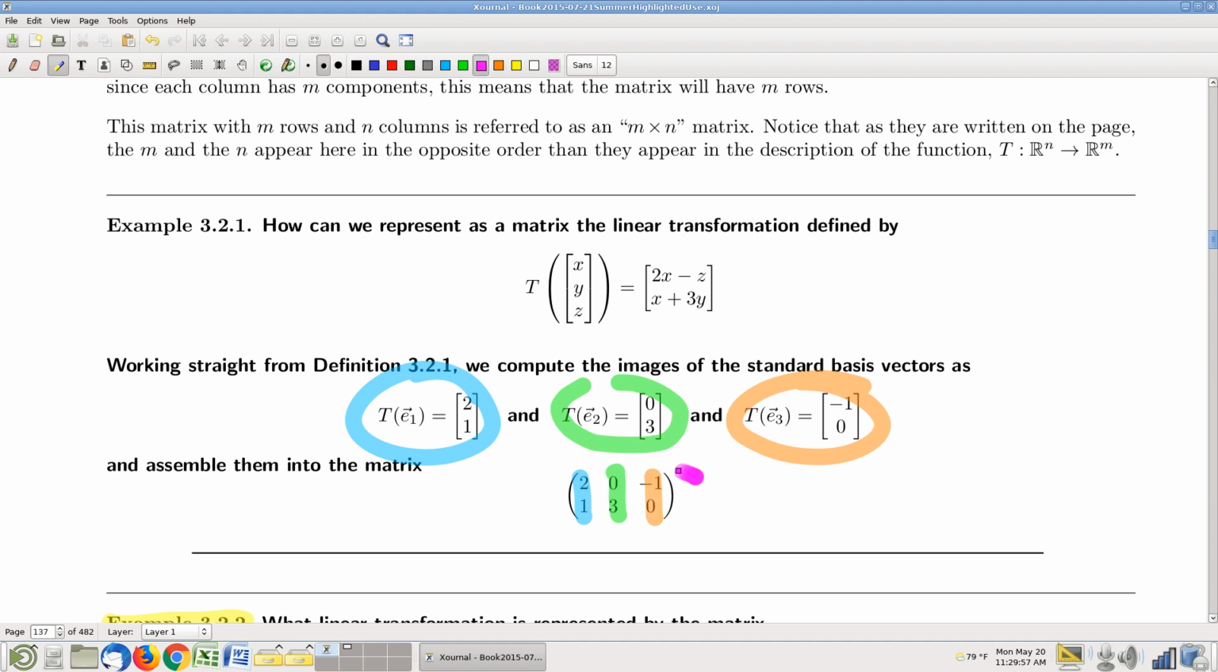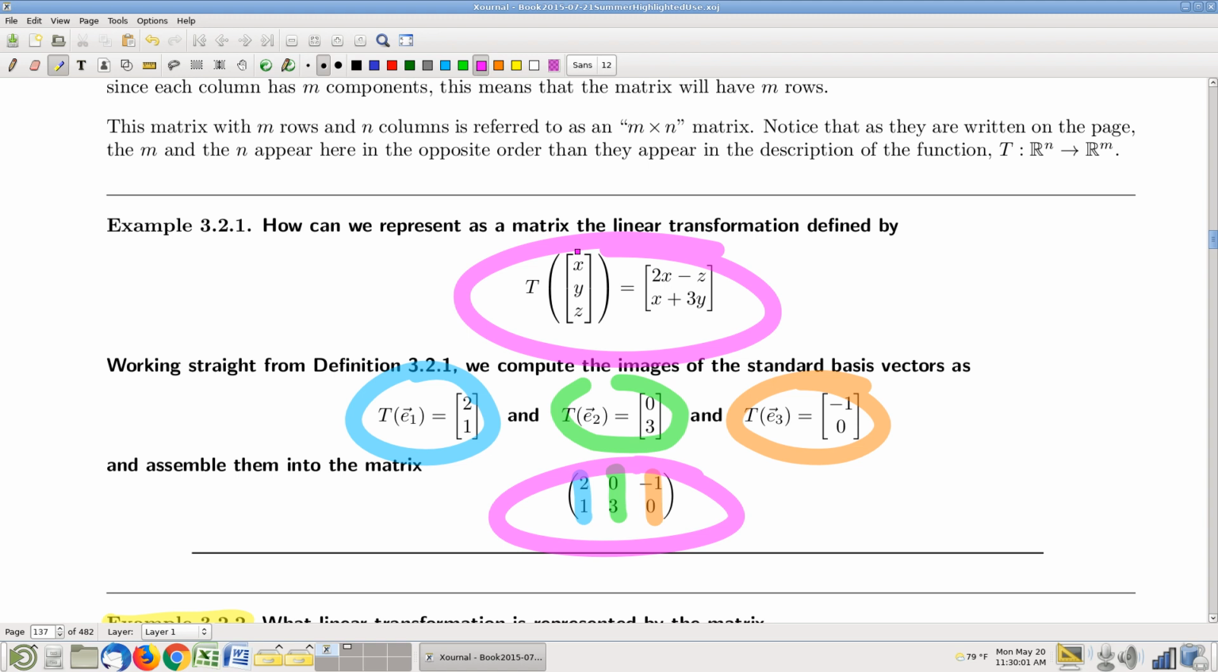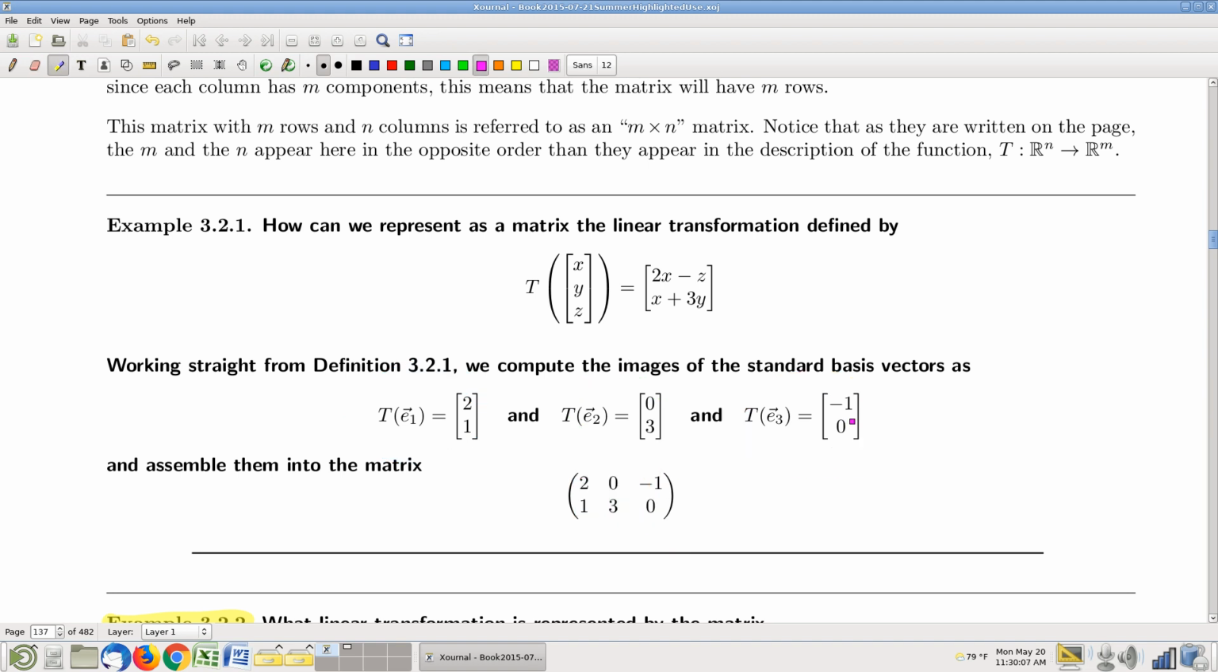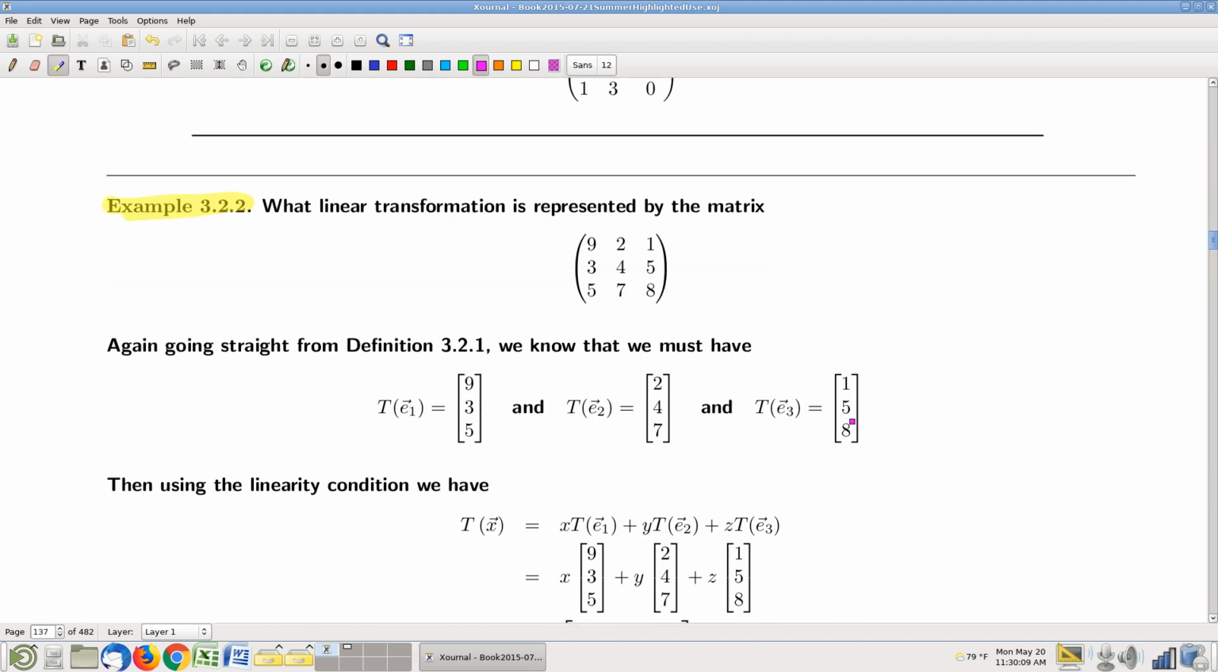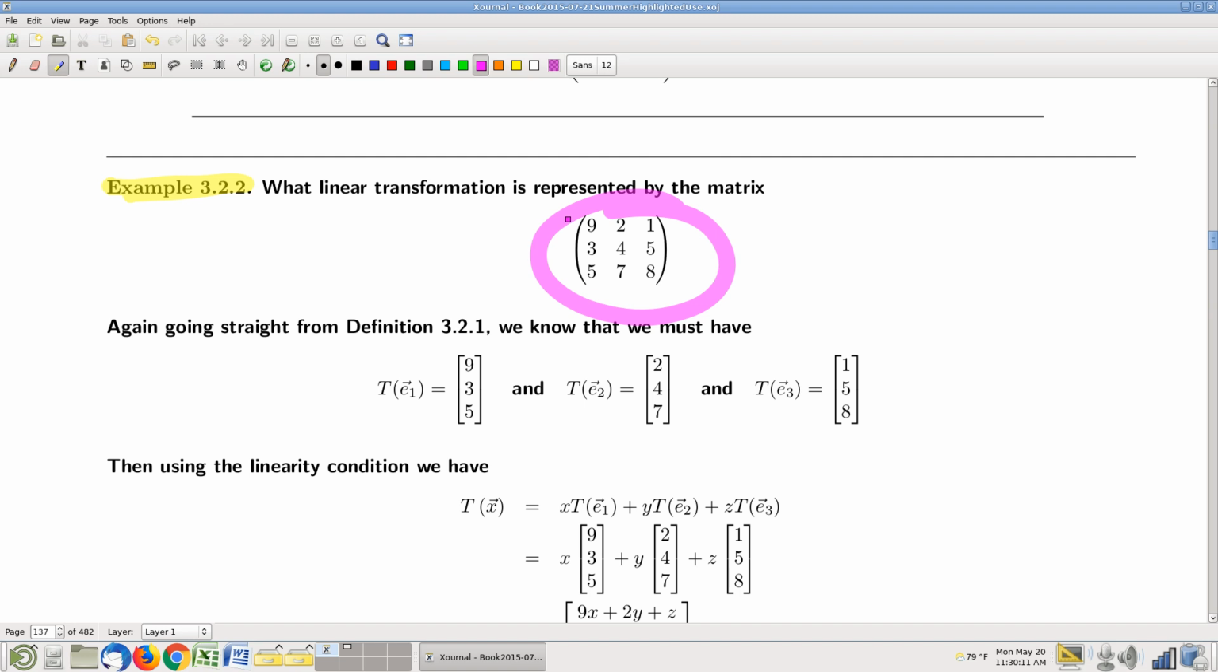And this, then, is my matrix shorthand to represent that linear transformation. Everybody on board? Writing it backwards. Suppose I have a matrix given to me. What linear transformation does this represent? How do I unfold the linear transformation out of this?